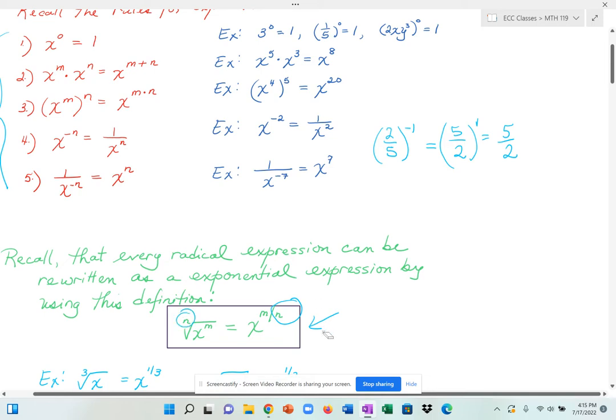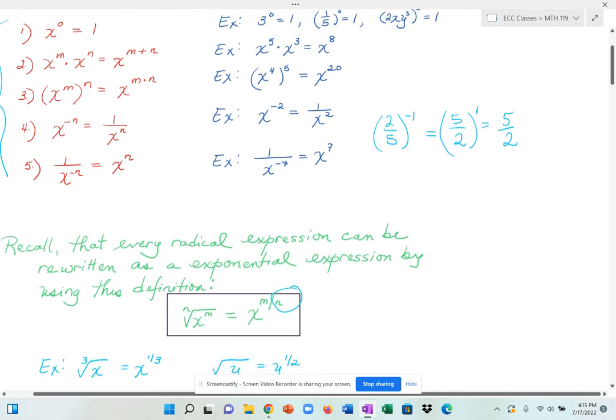The only time you don't write an n is when it is a square root. When you don't see a little number in the corner of your radical, it is assumed to be 2 for a square root. But any other radical, like a cube root, a fourth root, fifth root, etc., you would have to put the corresponding number in the corner where the n is.